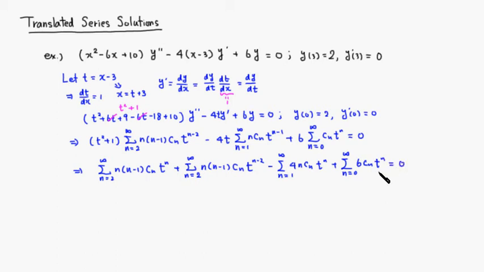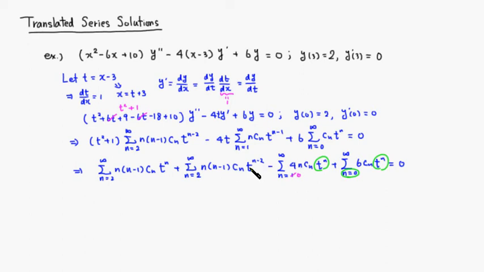So we want to make sure that everyone has t to the n, and everyone starts from 0. The last one works great, with t to the n here. Then here n equals 1, but if you start from 0, when n equals 0, this term is 0 anyway, so we can actually turn this into 0.